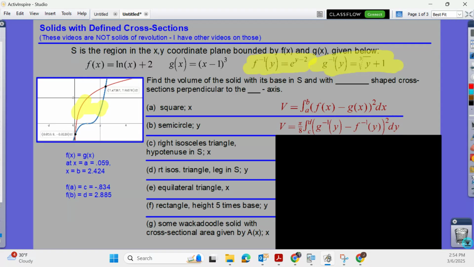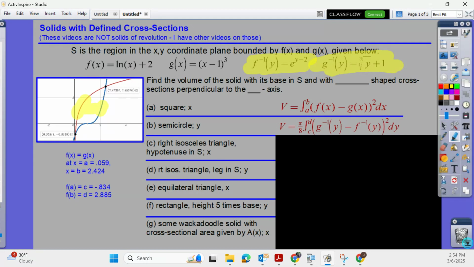And so I usually do like y1 minus y2. I'll do y3 minus y4. So I'm going to put in g first. And as y3, I'm going to put in x to the 1/3 power plus 1. So cube root x plus 1.